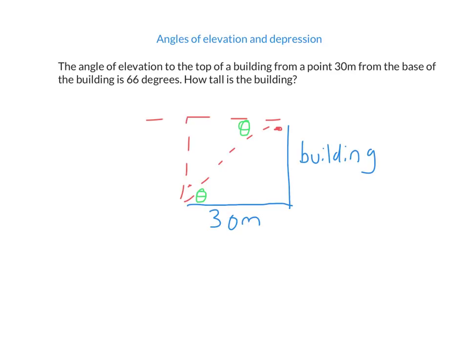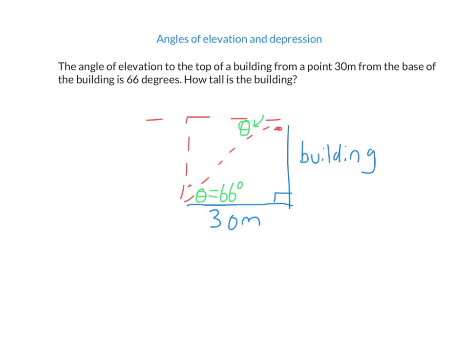So notice I've called both angles theta. Now that's because even though the angle of elevation and depression are different concepts, they always give you the same numerical value. So if the angle of elevation is 66 degrees, which it is in this question, the angle of depression, this one here, will also be 66 degrees. So what we need to do is turn this into a right angled triangle. Of course, we can assume the building will be at right angles to the ground.